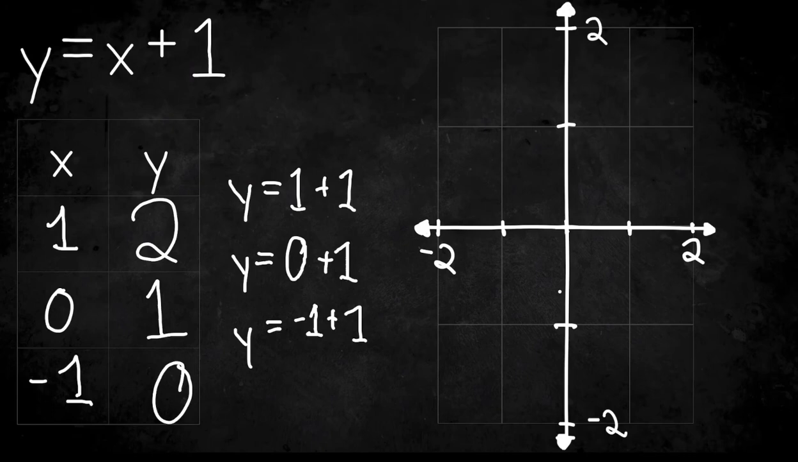Right, so now let's place it on the graph. We have that 1, 2 would be right here. Now 0, 1 would be right here. And negative 1, 0 is right here. Now let's draw the line. It goes like this. Make sure you draw an arrow, as I forgot to do last time, to show that it goes on forever, right?